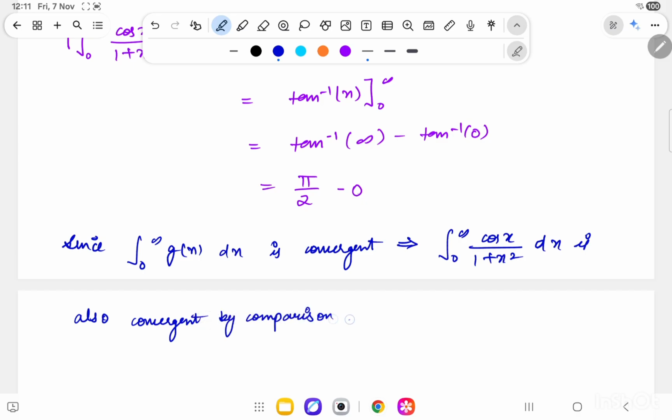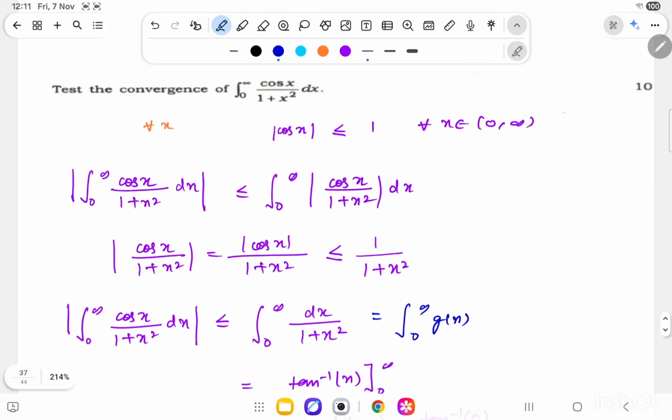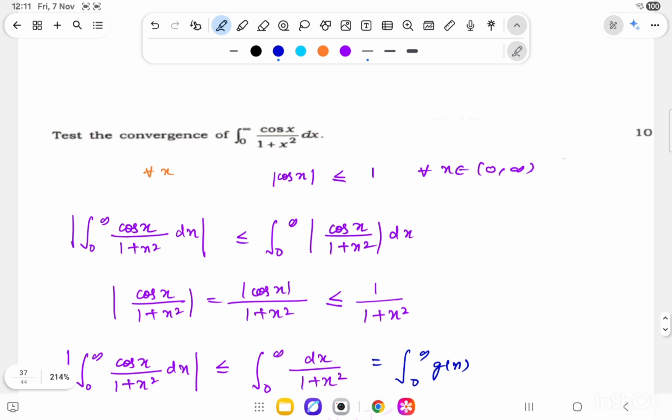By comparison test we can see that. So this basically completes this question as well, because we are supposed to check the convergence only. Now let's move on to discuss the next question.